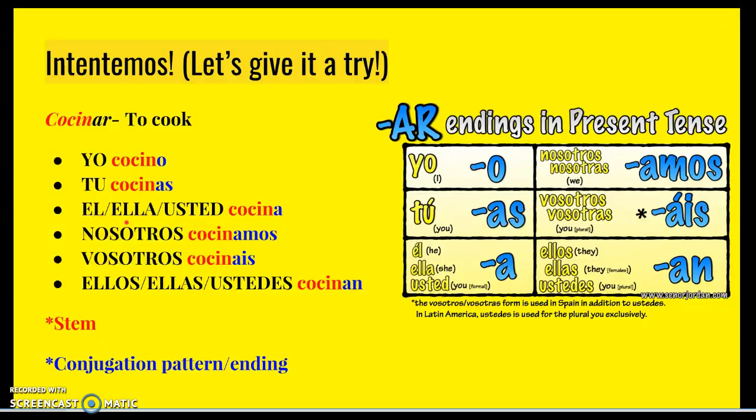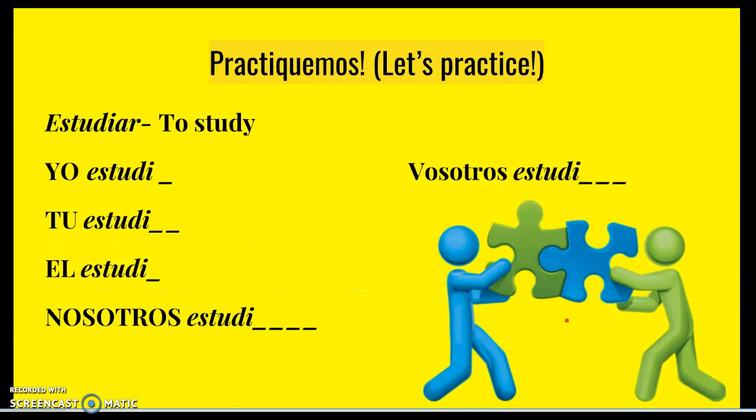So once again, the stem is the part of the verb that is before the AR. And what is in blue right there is the conjugation pattern that we just learned in the previous slide. And I have it here for you to guide yourself. Practiquemos. Let's practice.